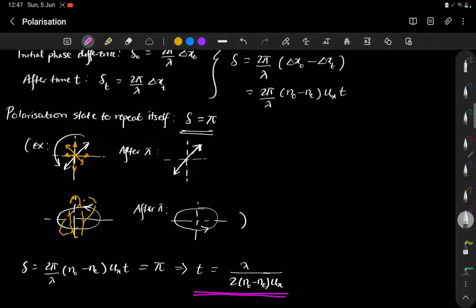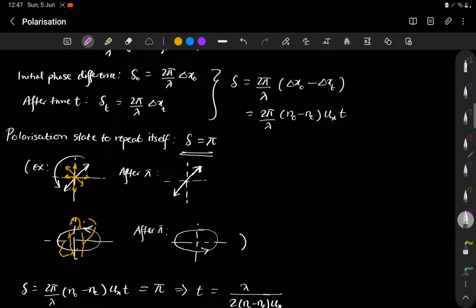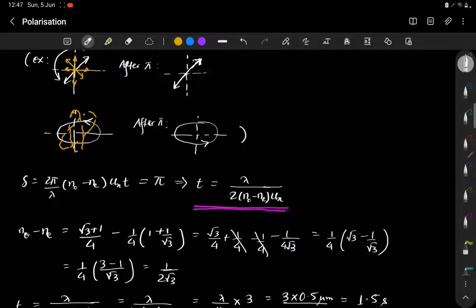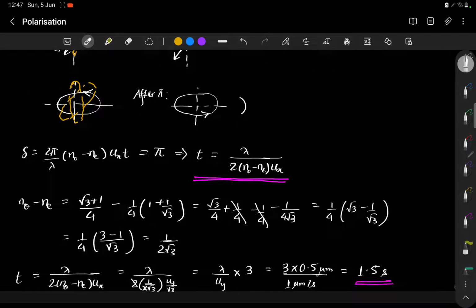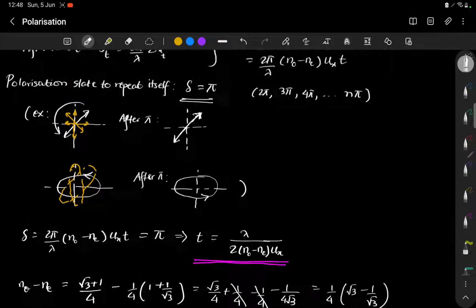And the next time when it repeats can be found out from here. So polarization would repeat itself at pi, then at 2 pi, at 3 pi, at 4 pi, and so on and so forth, basically integral multiples of pi. So the next time at which it will repeat would be 3 seconds, and then 4.5 seconds, and so on. That is, it will go in integer multiples of 1.5 seconds. So this solves the question.